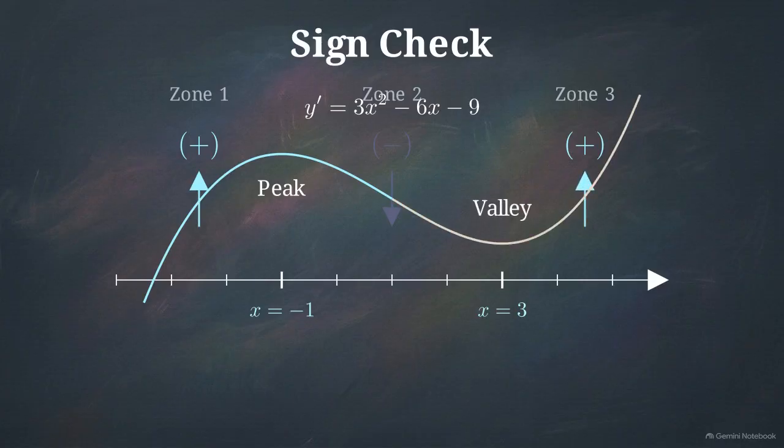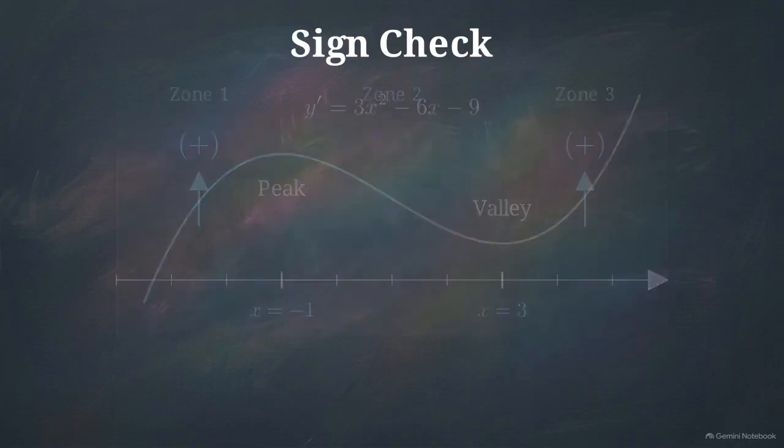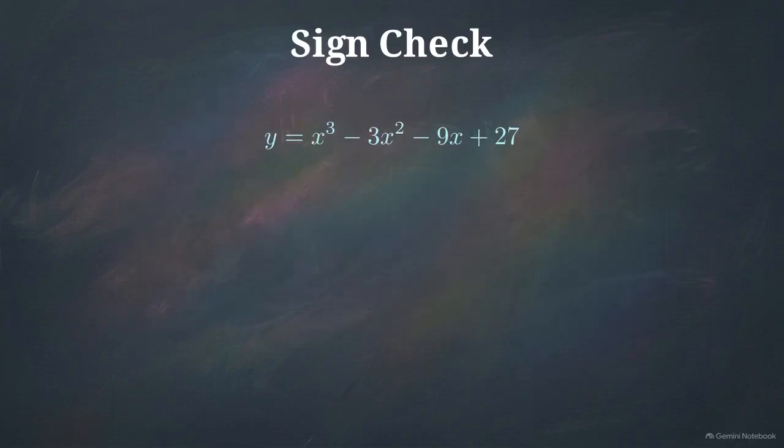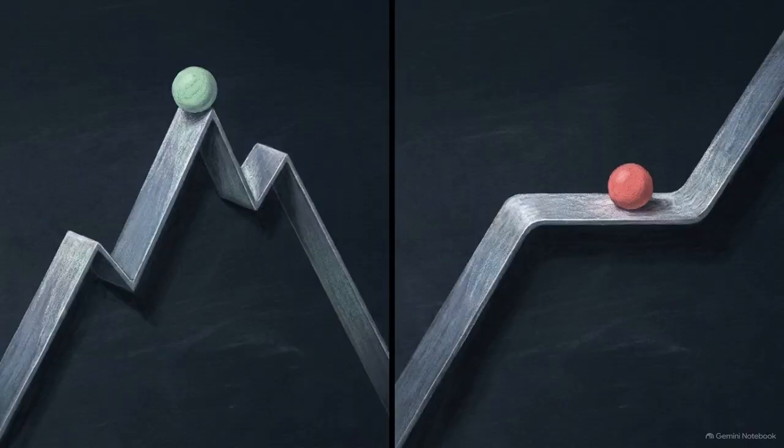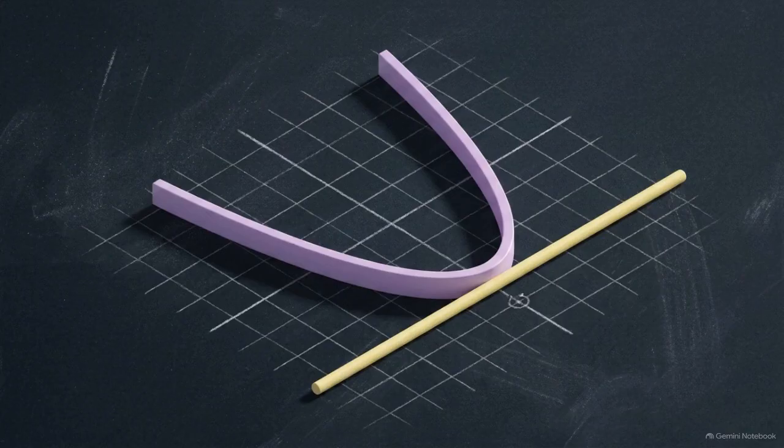Once we confirm the turning points at x equals -1 and 3, we plug those values back into the original equation to find their exact vertical heights. This gives us a maximum at -132 and a minimum at 30. The sign check isolates true turning points from temporary pauses, providing a reliable test for where the function actually changes direction. Let's complete our final objective.